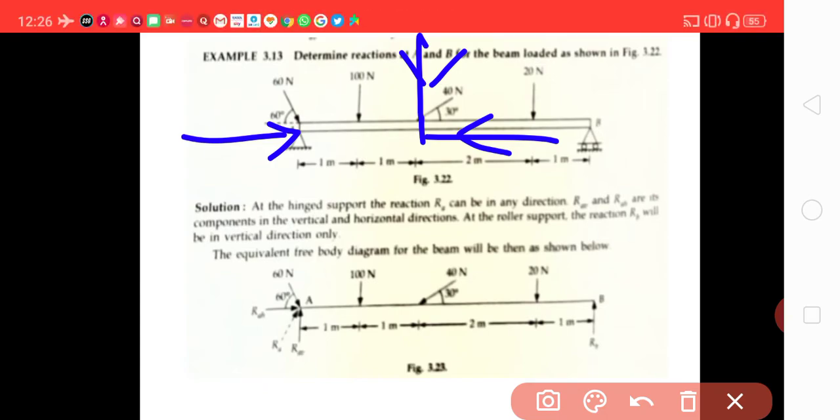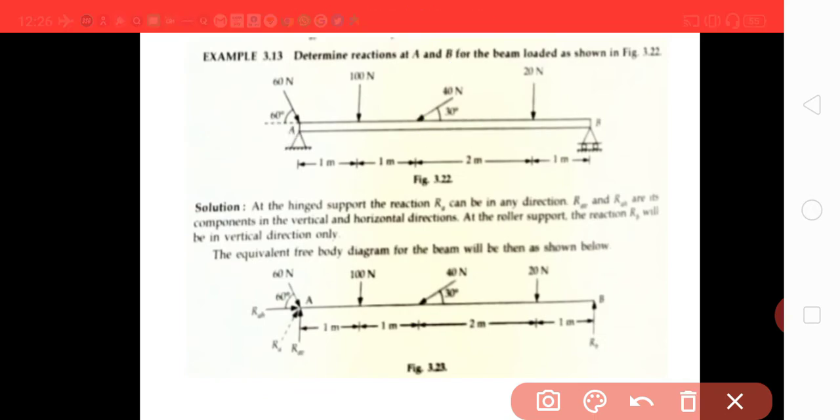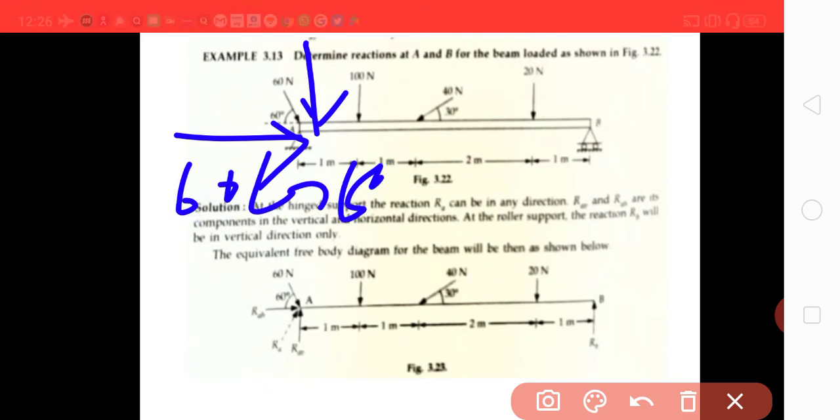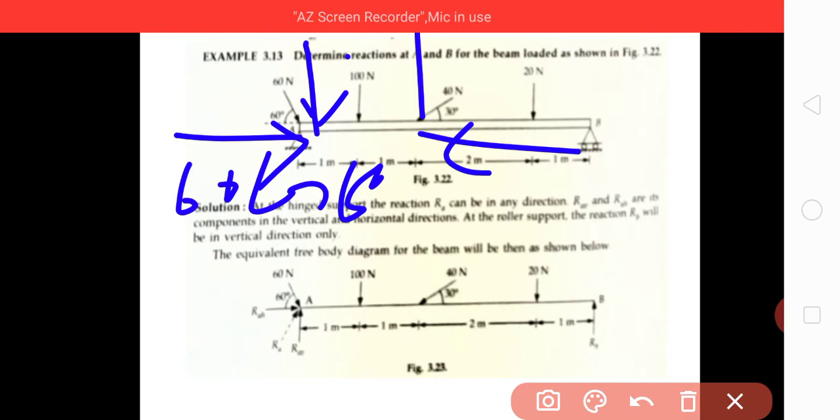Again, there is a point load of 60 Newton at this. It will again have two components. One will be downward like this, the other will be like this. This will be your 60 cos 60, and this will be 60 sin 60, because it has two components, one vertical, one horizontal. So these two forces will counter each other, and the net will be the reaction at this point.